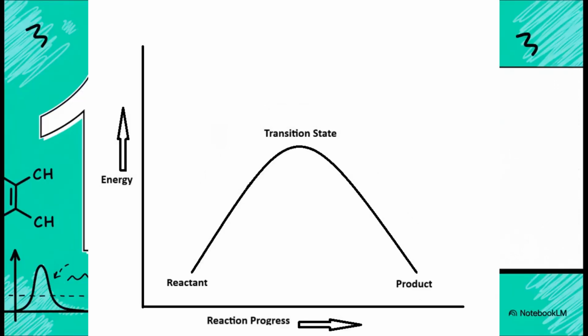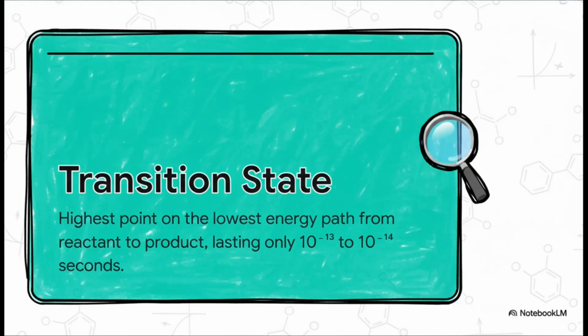And that brings us right to the heart of the problem, what I'm calling the reaction's invisible peak. This peak has a formal name, of course. It's the transition state. It's the highest energy arrangement of atoms anywhere on that path from start to finish. And just look at that lifespan, 10 to the minus 13 seconds. That is a fraction of a trillionth of a second. It's basically a molecular ghost. It's there and gone so fast there's no way to isolate it or study it directly.